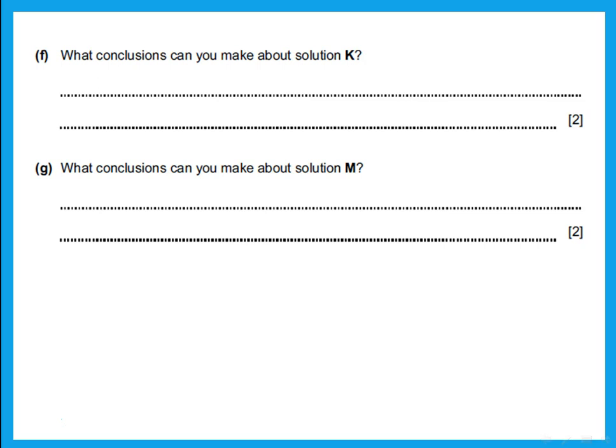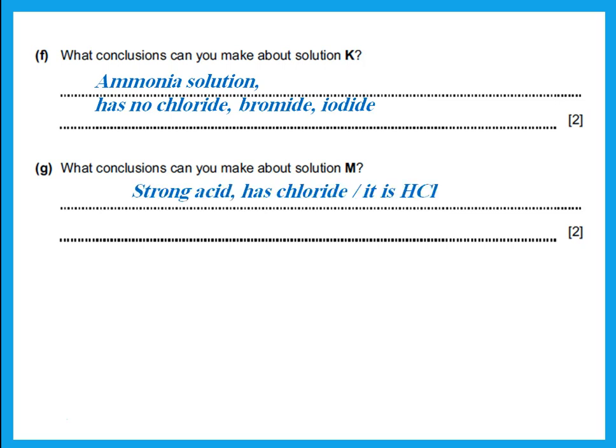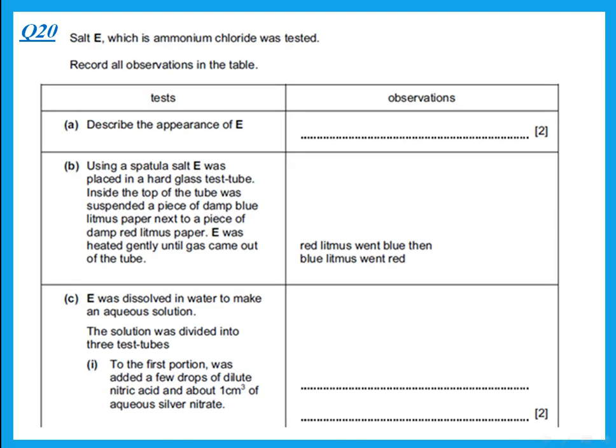So what conclusions can you make about solution K? Solution K was the one where we found that it was ammonia solution and that it has no chloride, bromide, or iodide. Now, what conclusions can you make about solution M? We found out that M has pH 2 and it has chloride. So that is probably hydrochloric acid. It's a strong acid since he said it has pH 2 and it has chloride. So that would be hydrochloric acid.